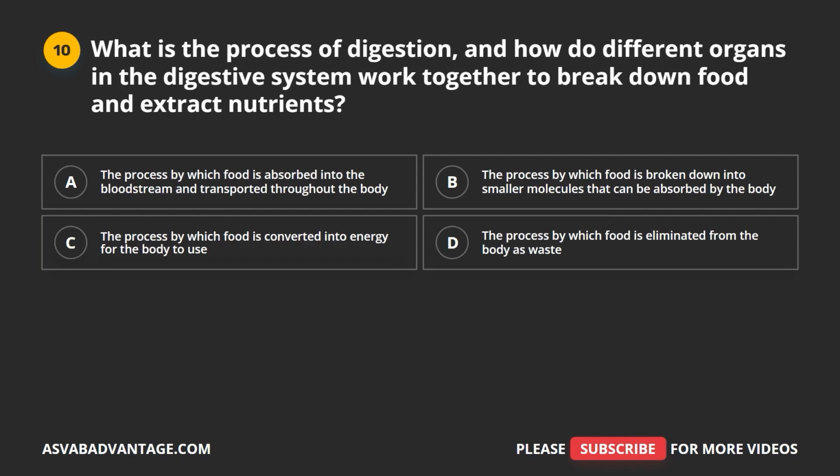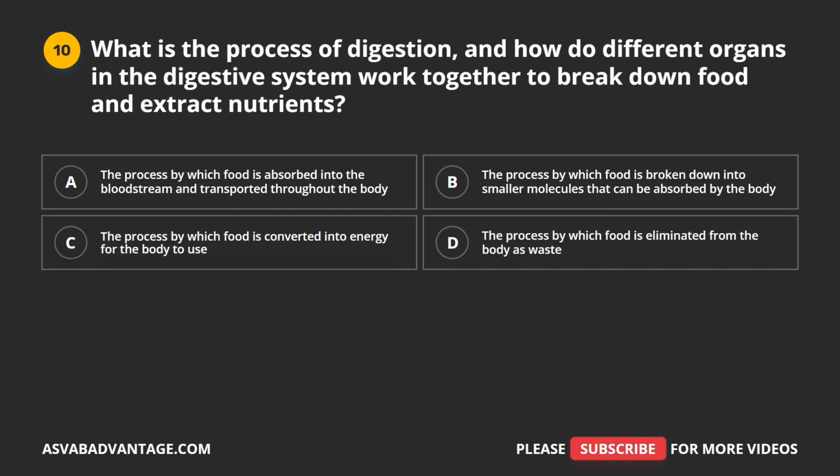Question 10. What is the process of digestion, and how do different organs in the digestive system work together to break down food and extract nutrients? A. The process by which food is absorbed into the bloodstream and transported throughout the body. B. The process by which food is broken down into smaller molecules that can be absorbed by the body. C. The process by which food is converted into energy for the body to use. D. The process by which food is eliminated from the body as waste.